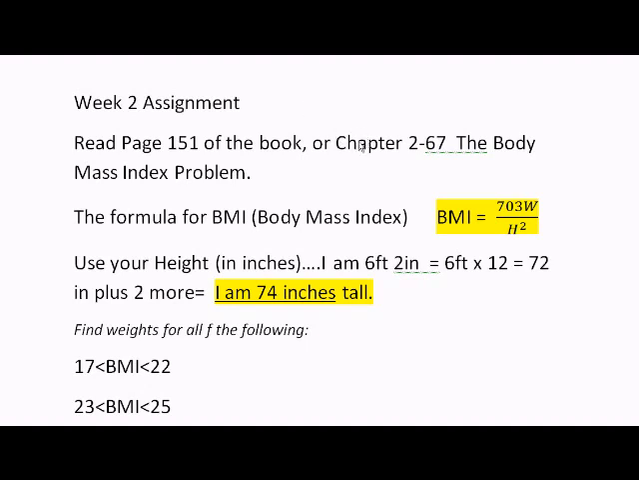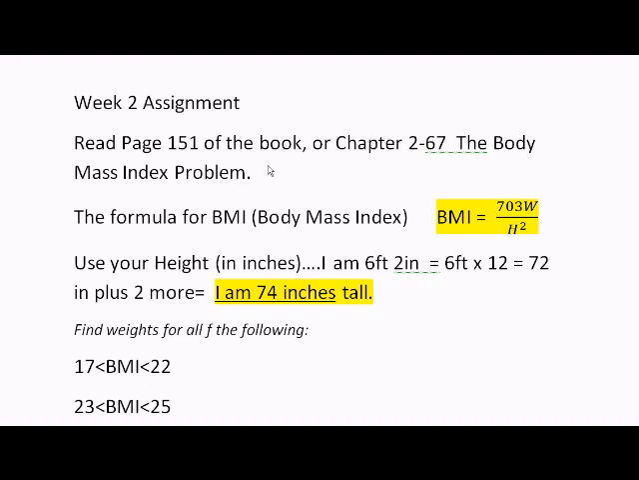Another way of looking at that page, some people's books are paged differently if you have the online book rather than the written book. So it's page 151 of the book, or you can go to chapter 2, page 67. So the book's numbered several different ways. You either go to 151 of the book or chapter 2, page 67. And it's the body mass index problem.